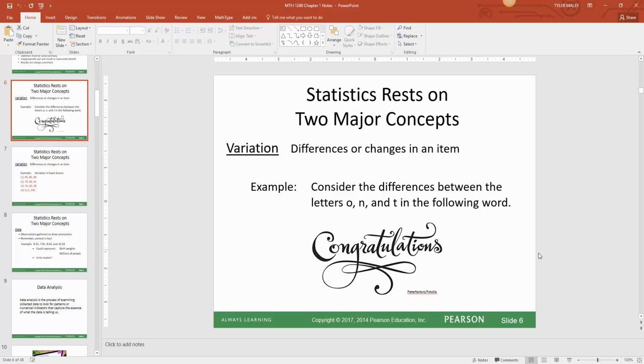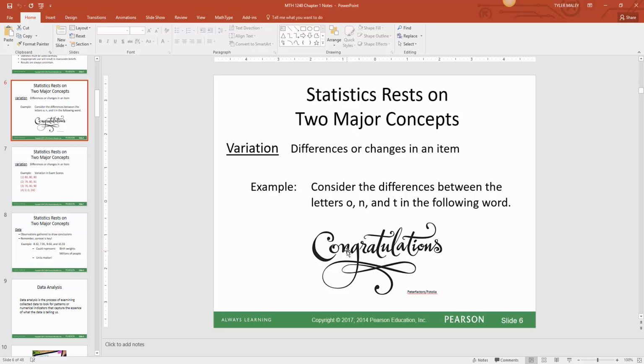Congratulations. If you look at just the T's, even the T's are not written exactly the same. The O's aren't exactly the same. The N's aren't exactly the same. So there's variation between these. We see variation every day in real life. If you're just driving down the road, houses look different, trees look different, cows look different, horses, cars, people. Everything has variation.